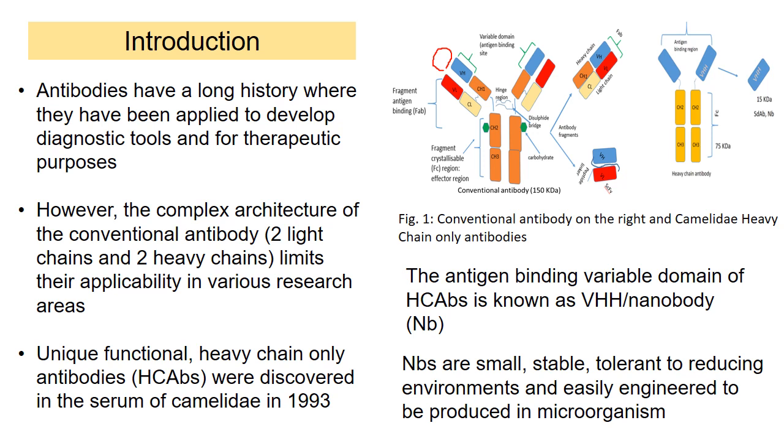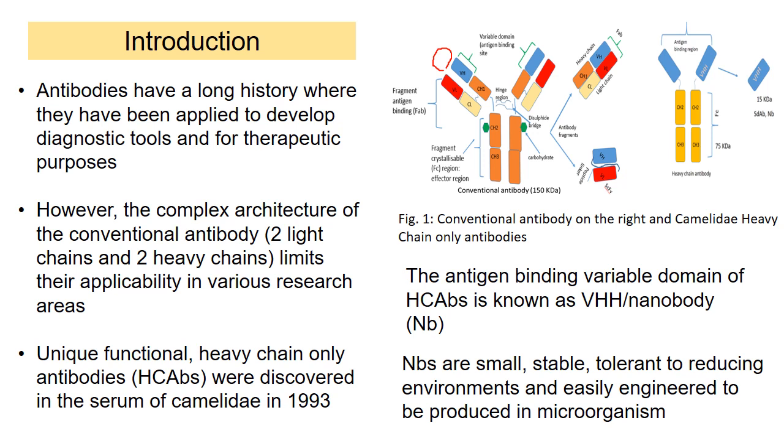So the heavy chain only antibody, its antigen binding region is made up of a single protein domain known as VHH, also commonly known as the nanobody. It's small, it's stable, it's soluble and can be produced in large amounts in microorganisms, and it's tolerant to reducing environment, which is a nice property when it's being applied to be produced in the cytoplasm of plants.